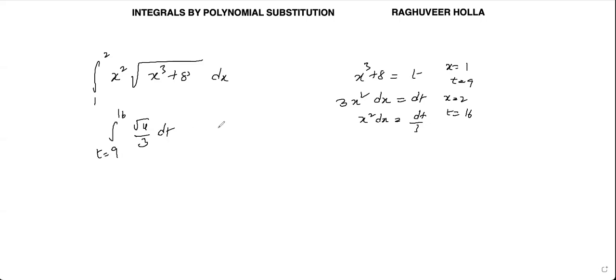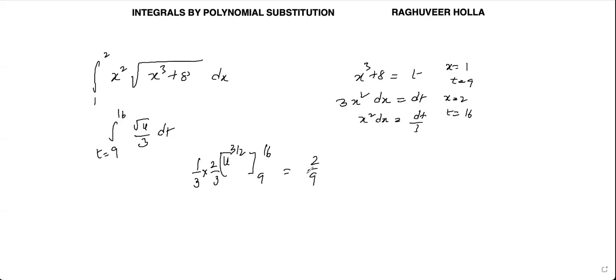t to the power of half, right? So it is 3 by 2. That is t to the power of 3 by 2, and this will be times 2 by 3, from 9 to 16. So this is 2 by 9.